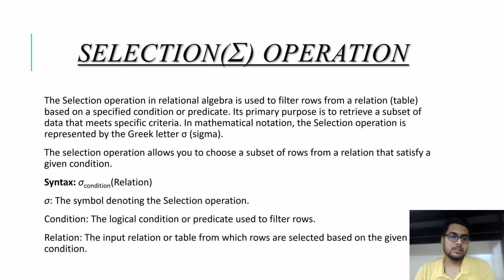Syntax. Sigma condition of relation. Sigma, the symbol denoting the selection operation. Condition, the logical condition or predicate used to filter rows. Relation, the input relation or table from which rows are selected based on the given condition.